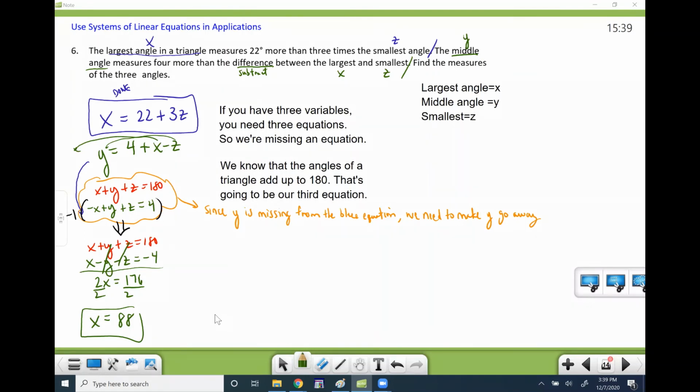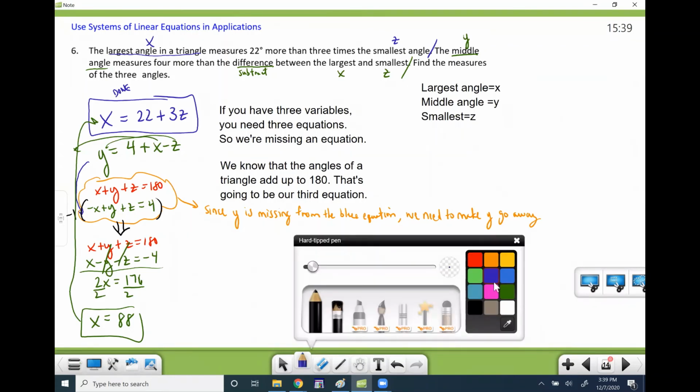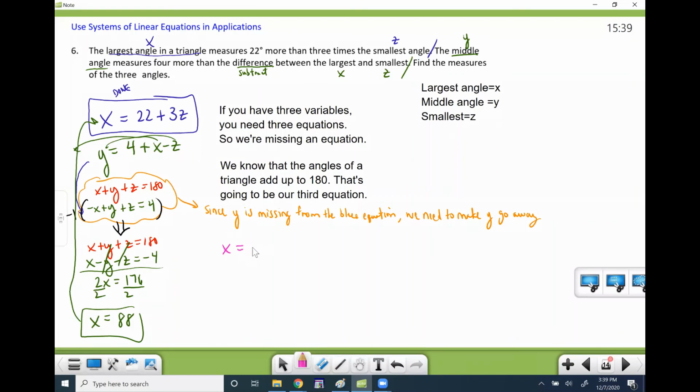All right. So now, cool. Let's just take that back here. And we now have z. Okay, so on the equation x equals 22 plus 3z, we're going to be plugging 88 in for the x. So here we go. Let's take away 22. 66. I can subtract. Divide by 3. 22 equals z.